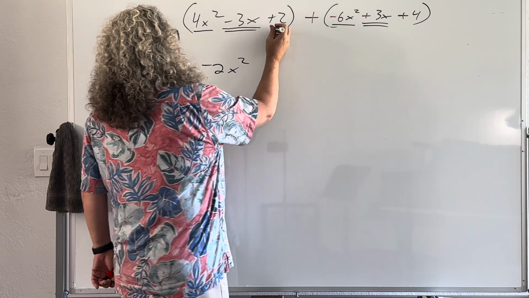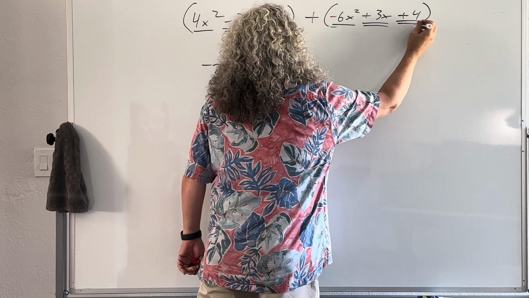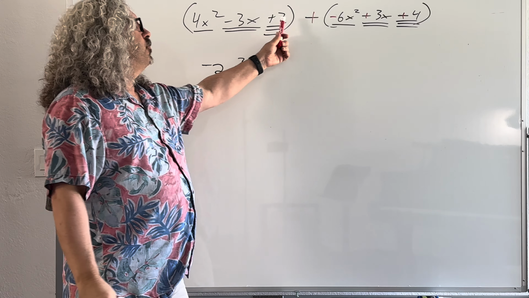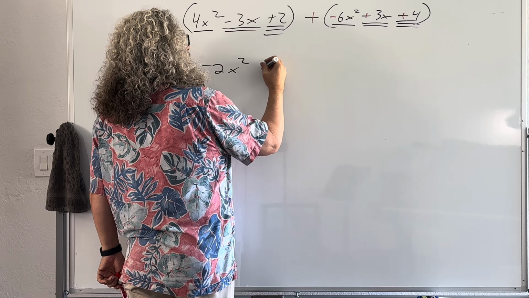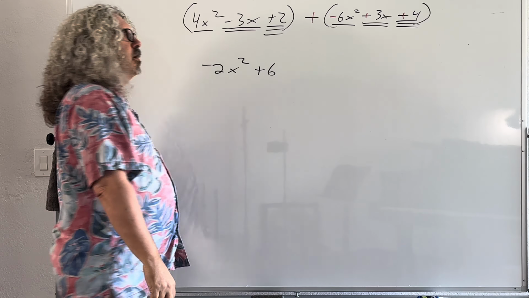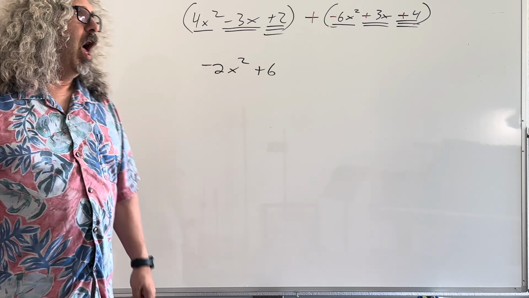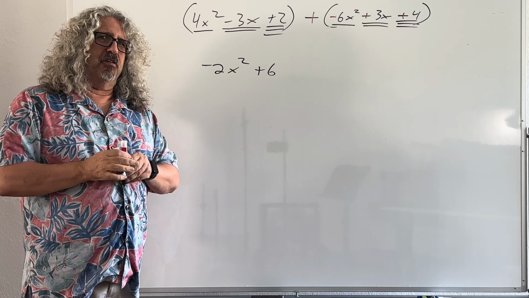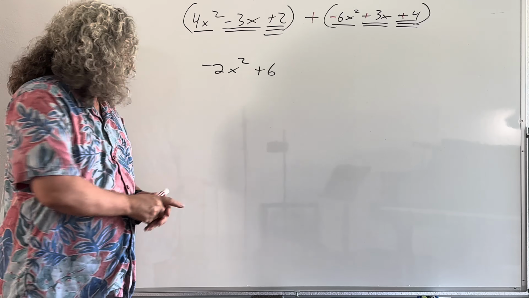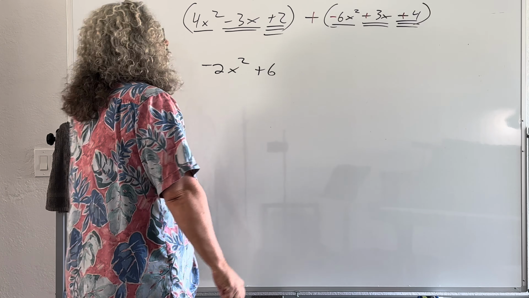So now I'm over here to my numbers. Positive 2 plus positive 4, and that's going to give me a positive 6. Done. I just subtracted the polynomials. I'm going to do one more subtraction problem, and I'm going to throw a little trick in there and see if you guys can catch it. Okay? Let's go.